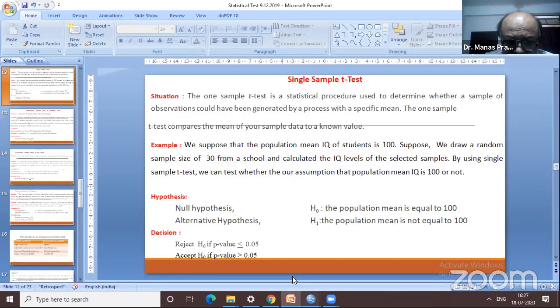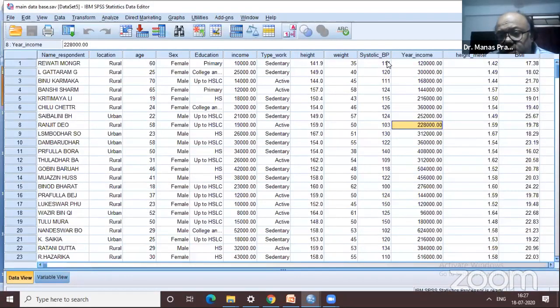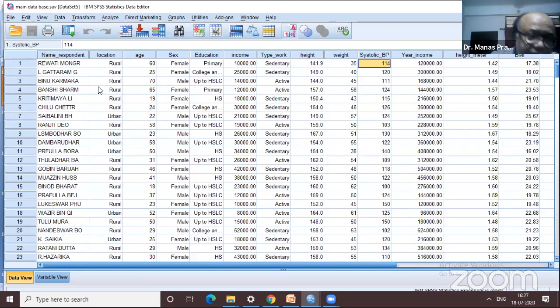Suppose in my original database, this one, I have a variable called systolic blood pressure. Actually, these data were collected in Mizoram. These data are a real data set. You see the names of the persons are very unfamiliar, because these were collected in Mizoram.